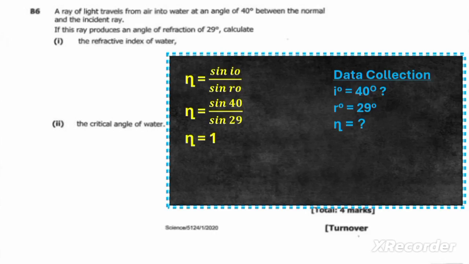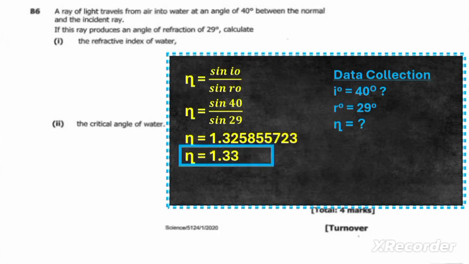We are going to get 1.325855723. We round off this number, we are going to get 1.33. So this is the 1.33 I was talking about. It is fixed. We have calculated this one for argument's sake. Actually, the refractive index of water is known, 1.33.